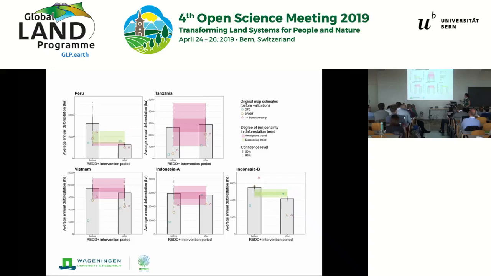you see some trends, but if you include your confidence intervals, these often overlap. So you're actually not that certain about your trend. In these red squares, there's overlap between the confidence intervals, so you cannot really say that much about the actual performance. This is really problematic because this is also the basis of result-based payments, for example. In Indonesia, there was a clear trend in both confidence intervals. And in Peru, it really matters whether you use a 50% or a 95% interval.